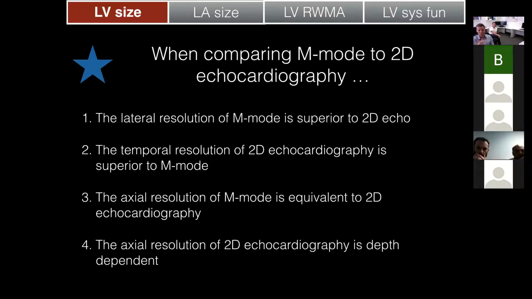And the axial resolution of M mode is equivalent to 2D is the correct answer, because it's exactly the same physics. And axial resolution is not depth dependent. It's all about the size of your frequency. So if you increase your frequency, you get better resolution, because you've got a shorter pulse of ultrasound, which can differentiate between two little dots better. So axial resolution is frequency dependent, not depth dependent.